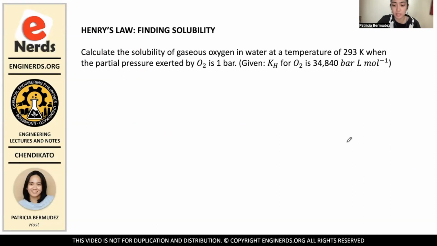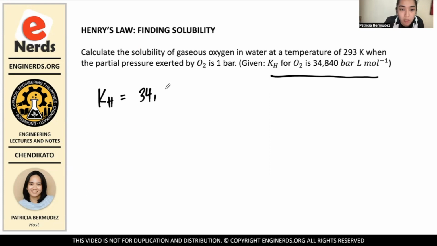So the problem asks us to calculate the solubility of gaseous oxygen in water at a temperature of 293 Kelvin when the partial pressure exerted by oxygen is 1 bar. So dito, meron tayong KH. Okay? So yun yung titingnan natin. Yung Henry's law constant natin is 34,840 bar times liter per mole.